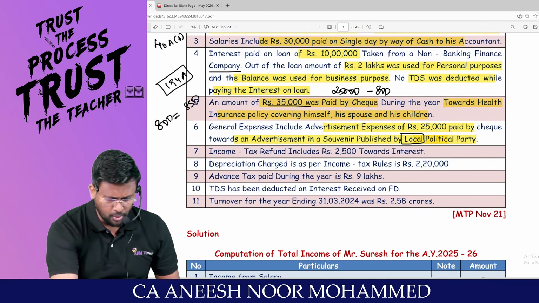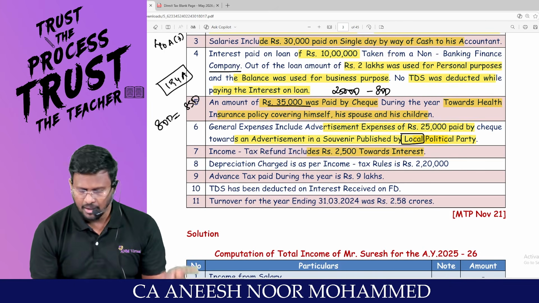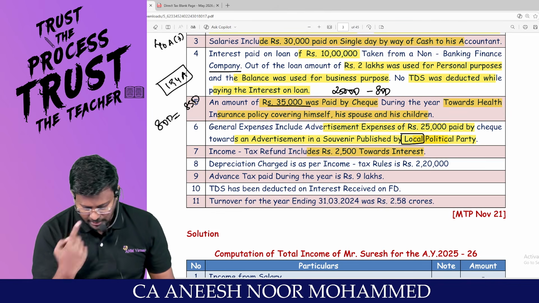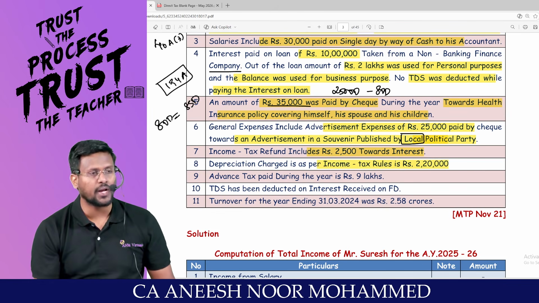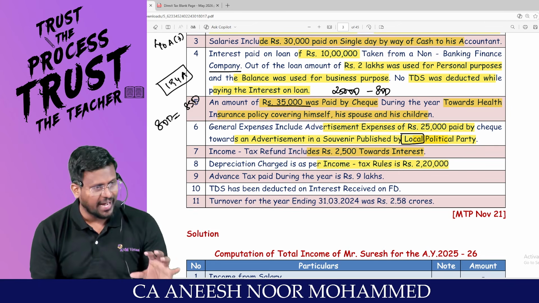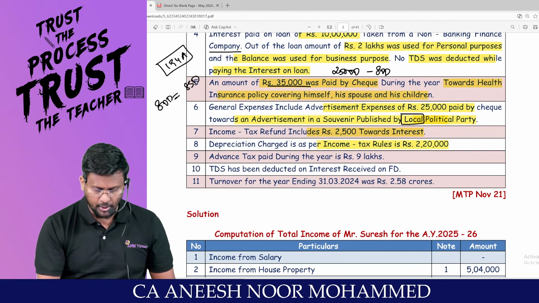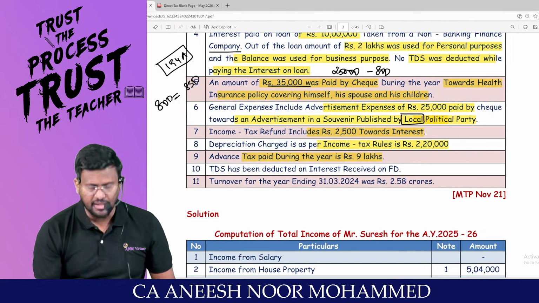Income tax refund includes 2,500 towards interest. That interest will be taxable under IFOS. Depreciation charged as per income tax rules is 2,20,000. That means the depreciation debited to the P&L account is as per the books of accounts. It should be added back, and this 2,20,000 can be reduced. Advance tax paid during the year is 9 lakh.